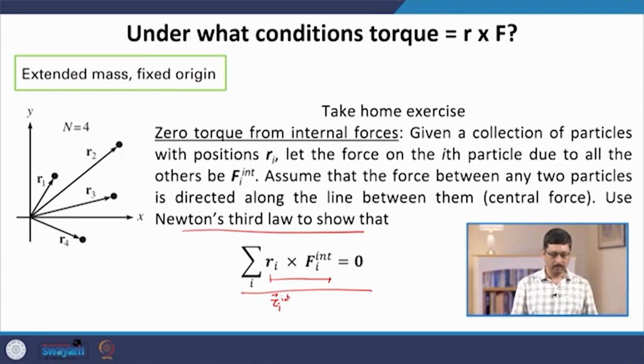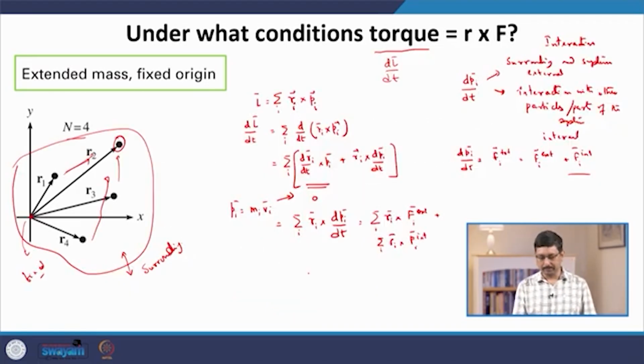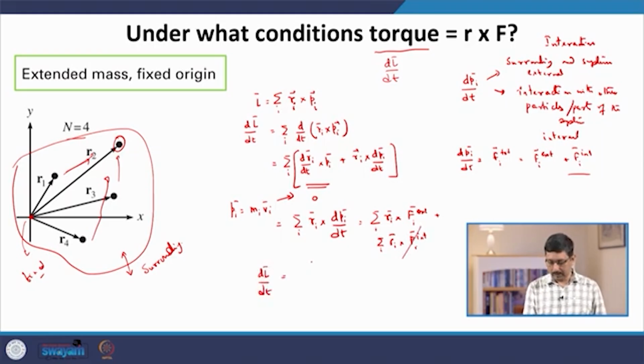It is easy to show, so I will give a hint. The force on 1 by 2 is equal to minus the force on 2 by 1. It is a consequence of this fact. Take this and work it out in detail yourself and convince yourself that this term is 0. Then our dL/dt is the sum over i of r_i cross F_i external only. That means the sum over i of tau_i external.